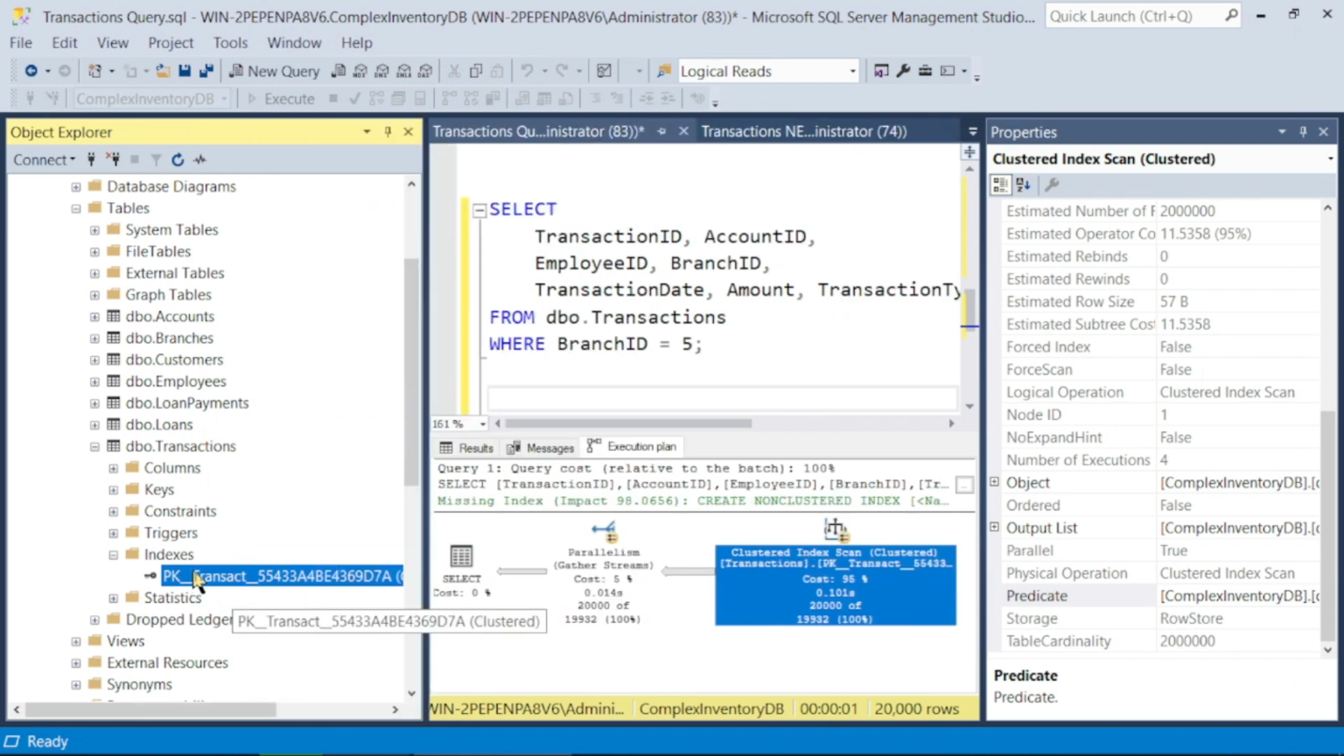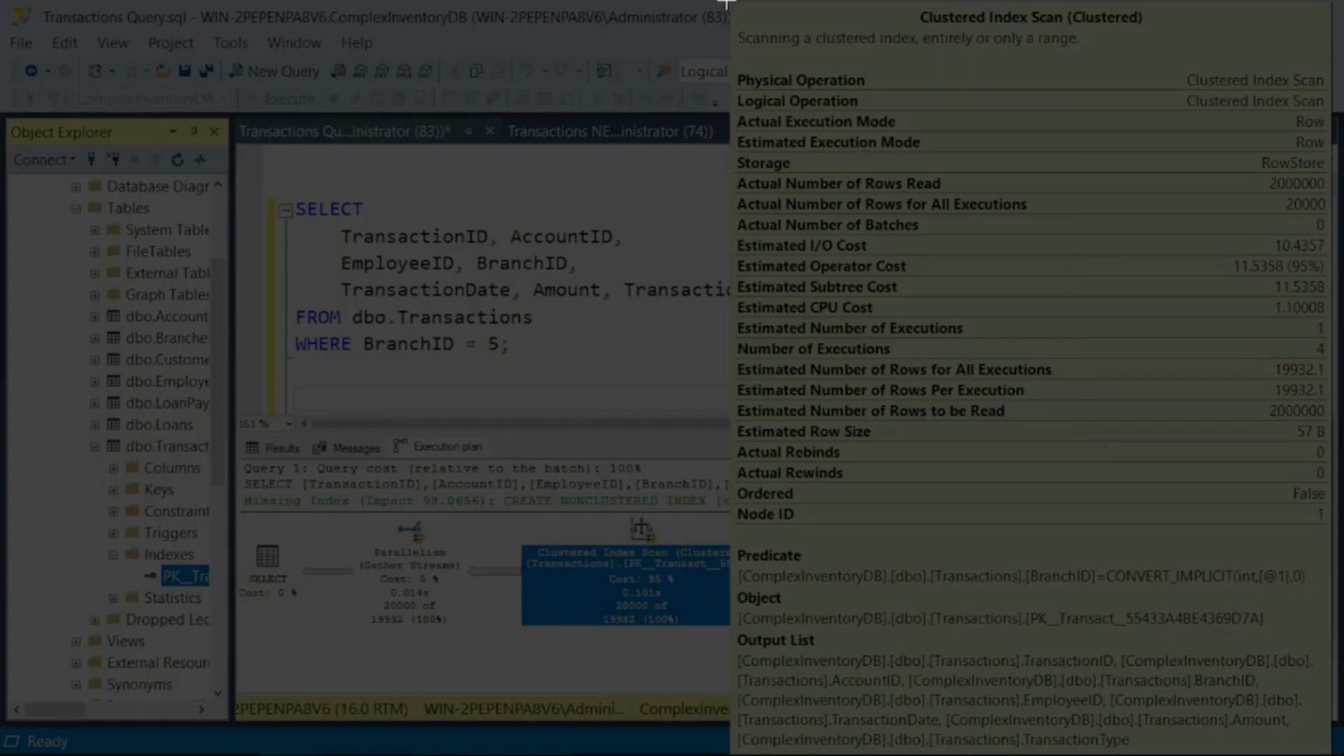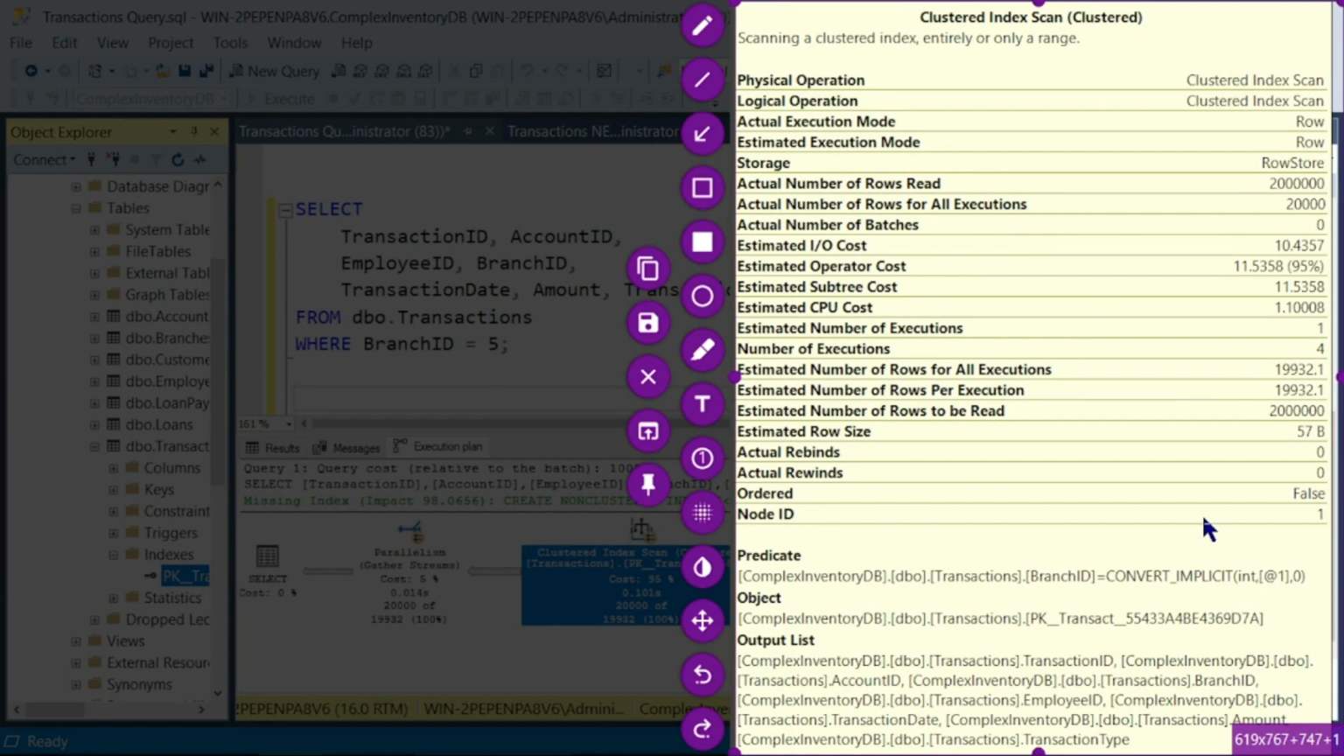Factor number 3, clustered index versus non-clustered index. Let's quickly understand the difference. A clustered index is the actual table. The rows are physically stored in the order of the clustered key. In our table, that's transaction ID. A non-clustered index is different. Think of it like the index at the back of a book. It stores the indexed column together with a pointer to the actual row. If we had created a non-clustered index on branch ID, SQL Server could jump directly to branch ID equals 5 instead of reading the entire table.